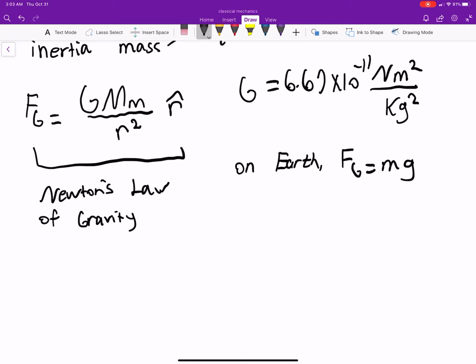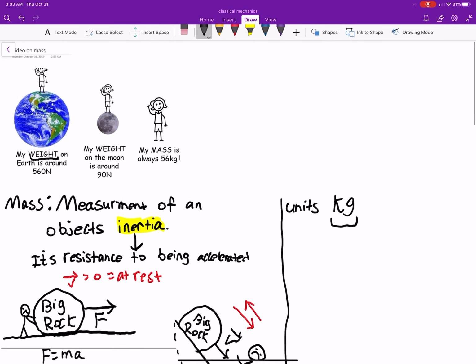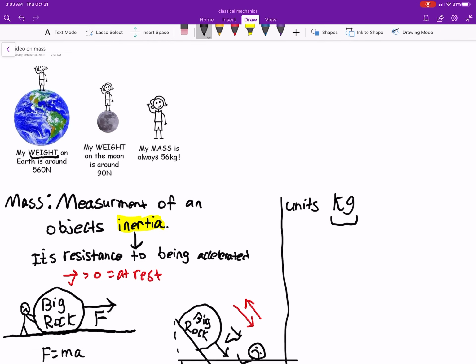Okay. So that was just a quick introduction to mass and how we can think of it. We're going to start getting into some Newton's laws of motion and working more with gravity here soon.